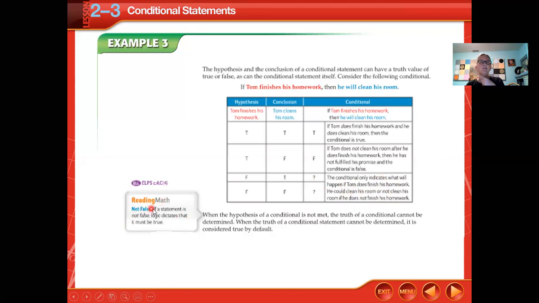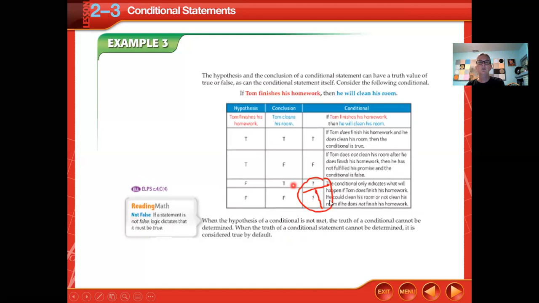Well, there's something called "not false." If a statement is not false, logic dictates that it must be true. When the hypothesis of a conditional is not met, the truth of a conditional cannot be determined. When the truth of a conditional statement cannot be determined, it is considered true by default. So those two statements are considered to be true. If "Tom finishes his homework" isn't true, if it's false, then the whole thing is considered to be true.